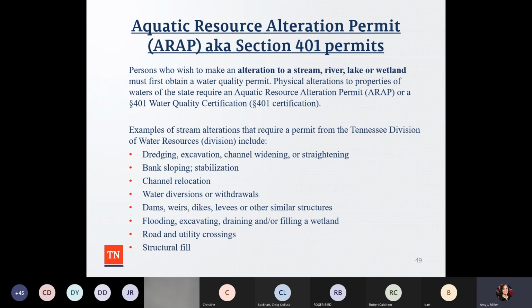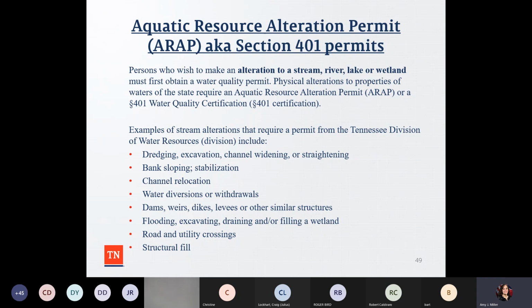But the ARAP is also known as a Section 401 permit, and it's for persons who wish to make alteration to a stream, river, lake, or wetland. Now, I kind of bolded this when it talks about alteration of a stream, because one of the things in the local flood damage prevention regulations is that if there's going to be any kind of alteration to a stream, my office is supposed to be made aware of it, right? I like surprises when it comes to my personal life, but I don't like surprises professionally. So if someone is altering a stream and they get a 401 permit, there are also things they need to do for floodplain management, which we'll get into a little bit, right?